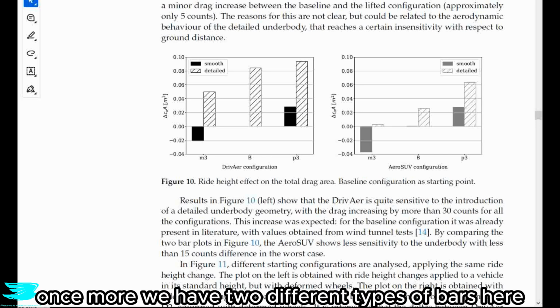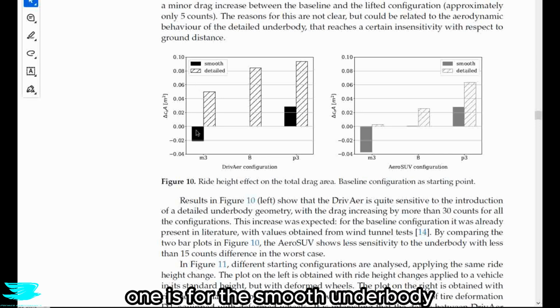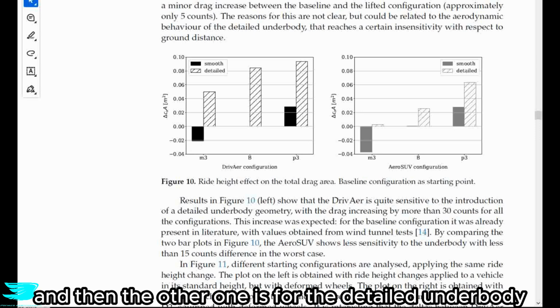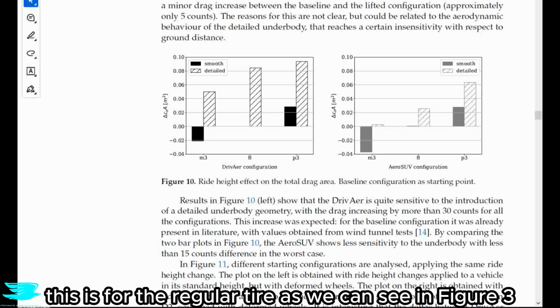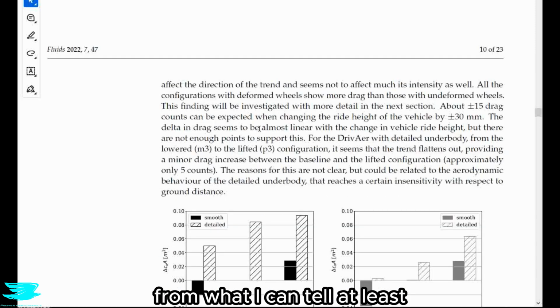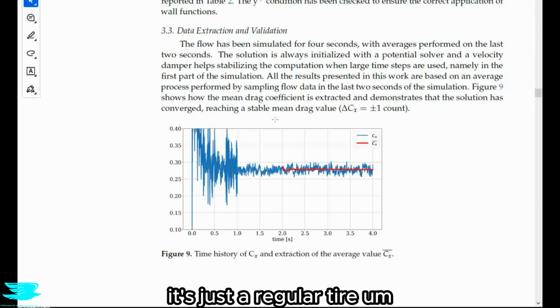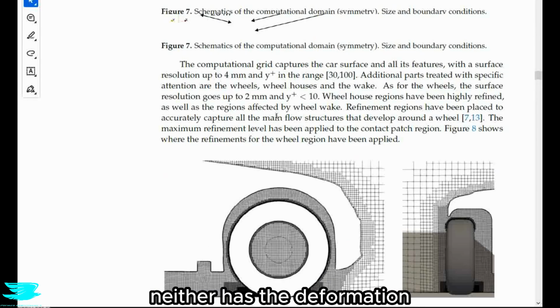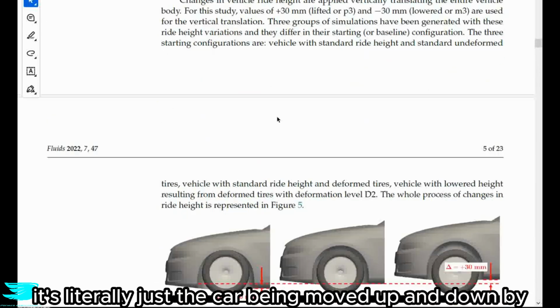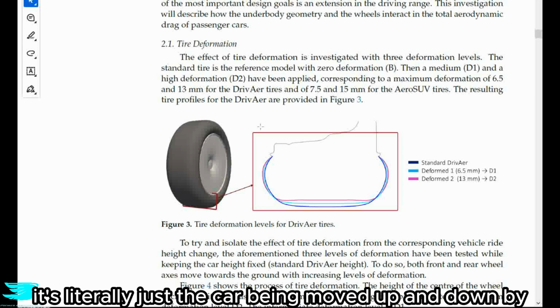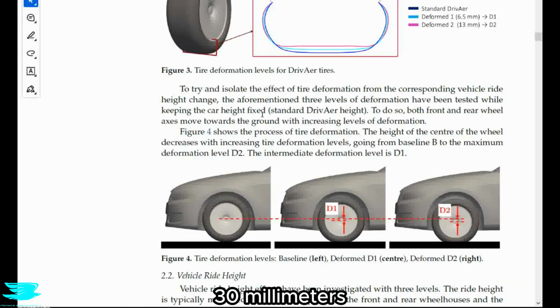What's more, we have 2 different types of bars here. One is for the smooth underbody, the black bar, and then the other one is for the detailed underbody, the hashed bar, and the authors wanted to see how the underbody roughness affected their results. Also, this is for the regular tire, as we can see in figure 3, from what I can tell at least. So there's no deformation at all, it's just a regular tire. Neither has the deformation or the change in height from the deformation being factored in. It's literally just the car being moved up and down by 30 millimeters.